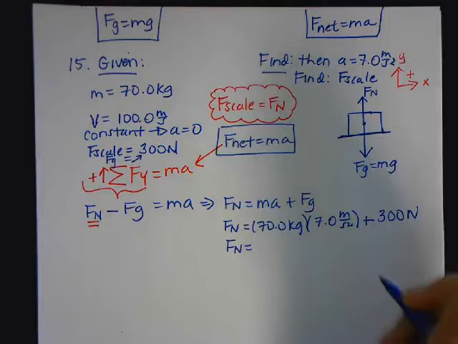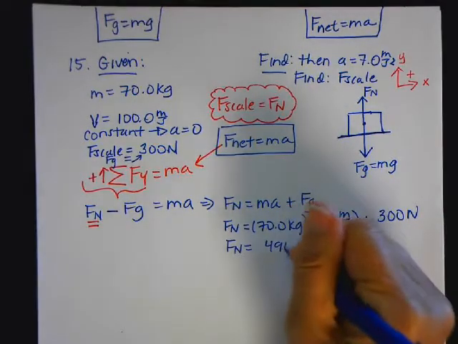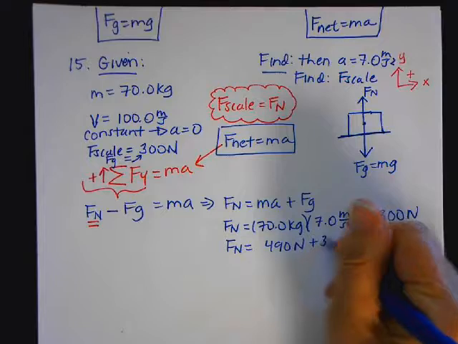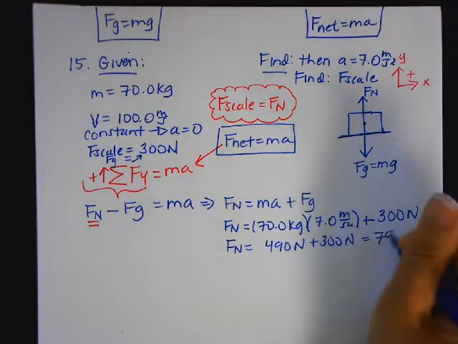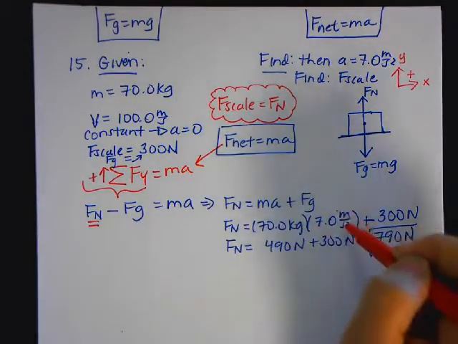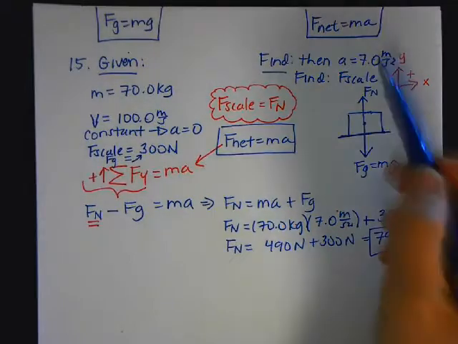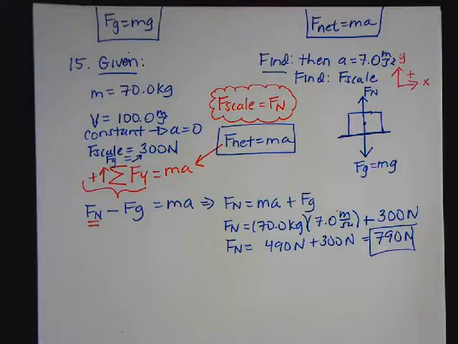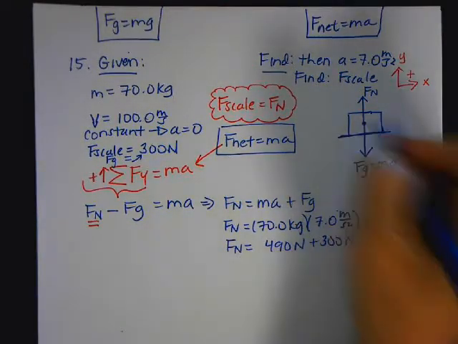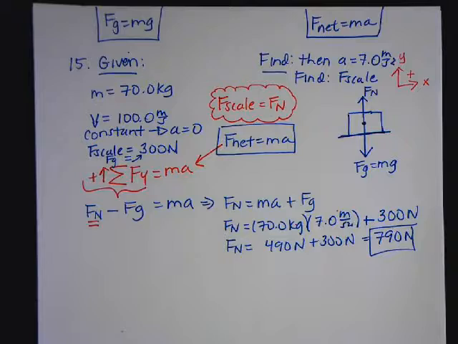So F_N is equal to 7 times 7, which is 49, so 490 newtons plus 390 newtons. So my answer is 790 newtons. And remember, a kilogram meter per second squared is a newton. So my units work out and I can add everything together. This is going up, this is positive. This is the reading on the scale, and that's the normal force.